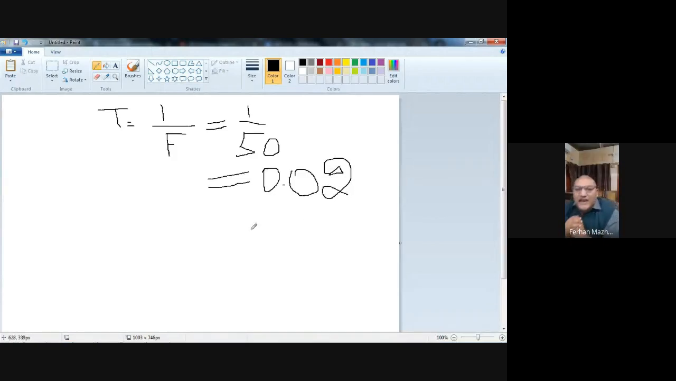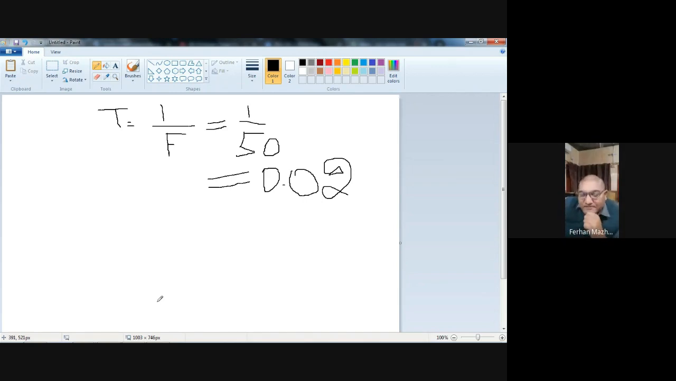0.02 seconds. That's the time period. Okay, now remember this thing. The time period is 0.02 seconds. It means if there is compression, after 0.02 second, another compression will arrive here. That's a complete wave. Compression and compression. So 0.02 second time period means if at point P right now we have a compression, after 0.02 second, the next compression will arrive there.